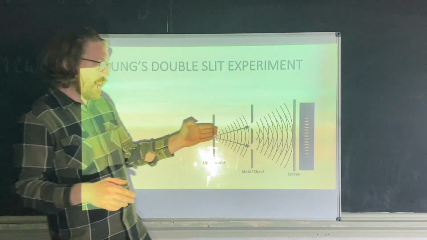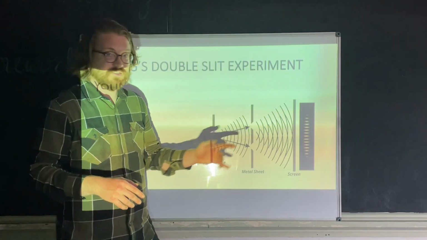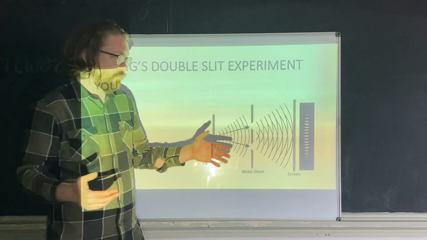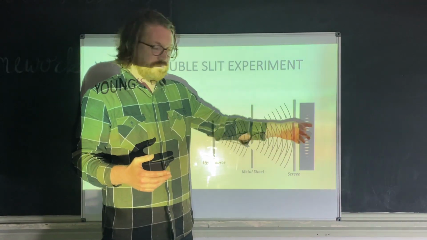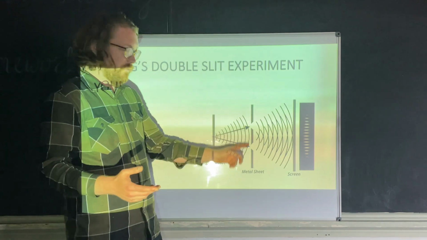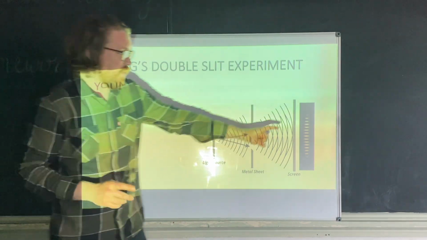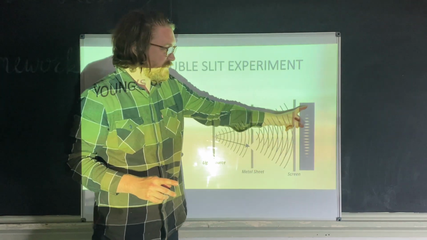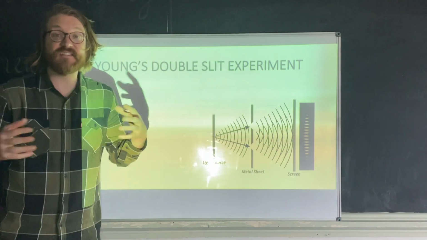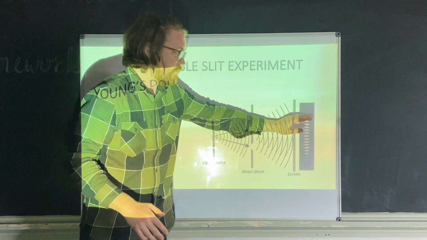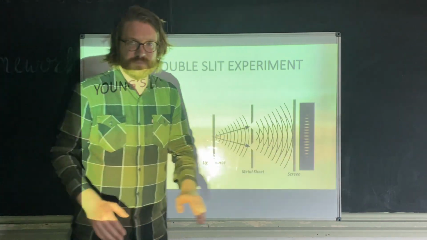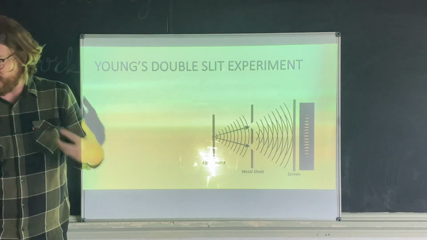Now, if you were to shine light through these two openings, most people would assume that on the wall you would see two lights, one that goes through each opening. But that's not what he saw. He saw this. He saw this band of like a dozen lights. So he saw light and dark spot, light, dark spot, light, dark spot. And he was trying to figure out why he saw this.